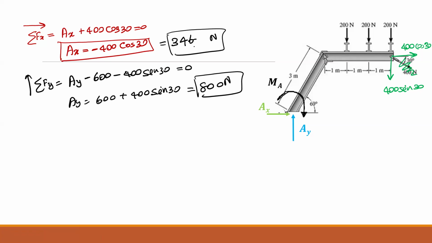Up to here, are we all on the same page? All good. Okay, that's good. Now the moment. Don't be scared of the moment. You just need the right distances. So these 3 meters are given to us, and this is 60 degrees. So this distance is 3 cos 60, and this distance is 3 sine 60. It's not hard.